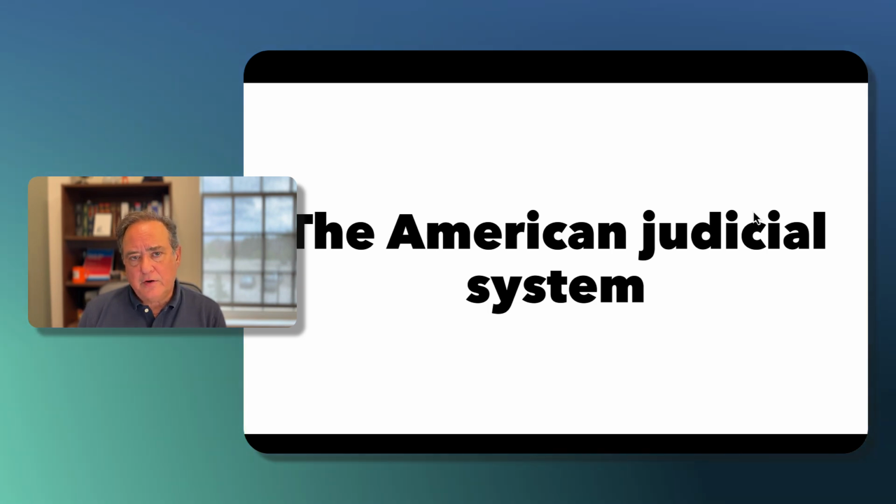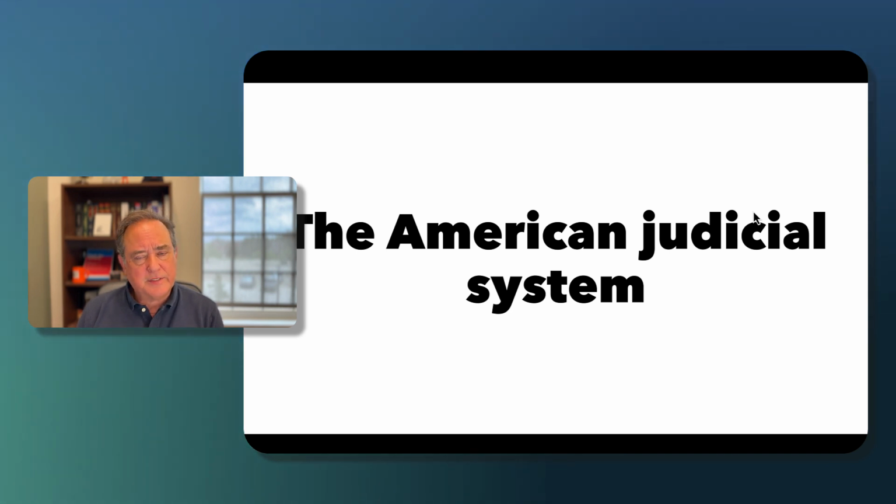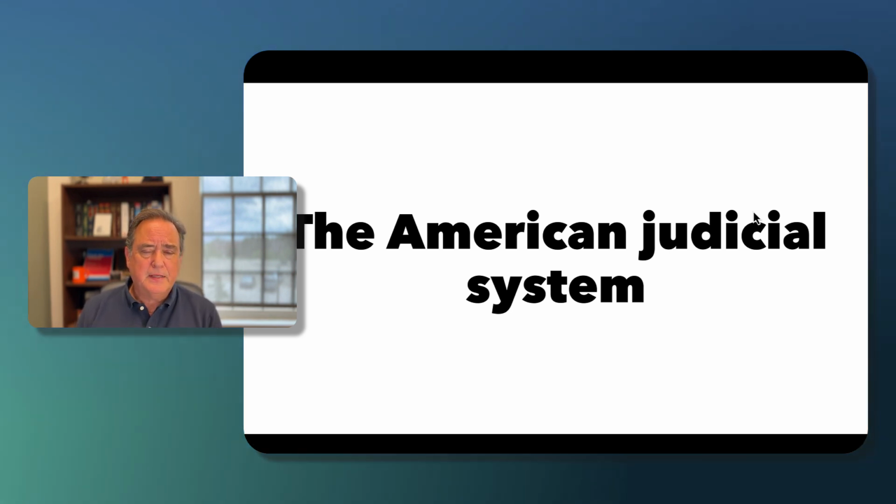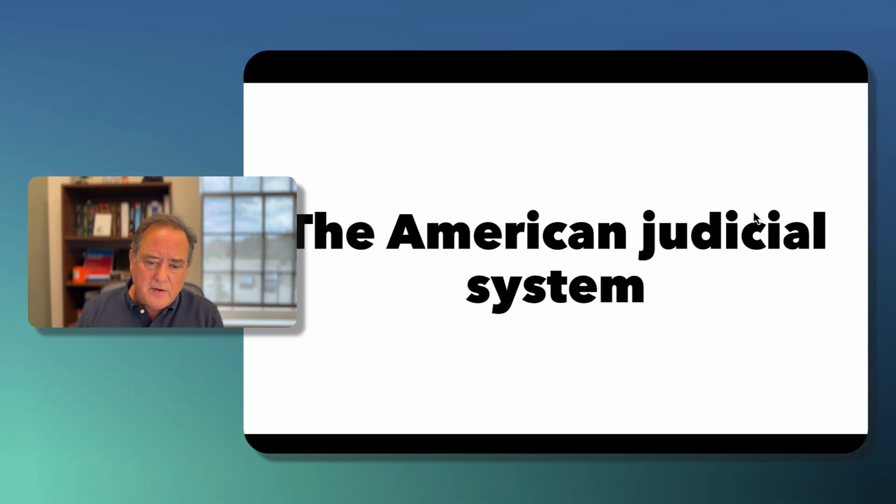Now, I said early on that what we are doing in this first module of the course is focusing on procedure, specifically dispute resolution. How are disputes resolved? And in the United States, most disputes are resolved through use of the American judicial system. Now, when we talk about the American judicial system, we're really talking about a collection of federal and state courts that exist primarily to adjudicate disputes, to resolve disputes.